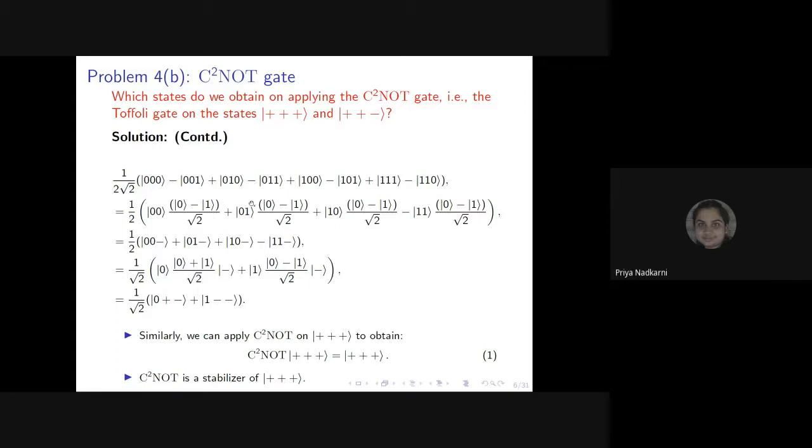Similarly, using very similar techniques, we can show that when we apply the Toffoli gate on plus plus plus, it remains plus plus plus. One way to look at why this is the case is that the final state is in the state plus, and plus is an eigenstate of the X operator with eigenvalue 1. Applying the X operator on the plus state does not change it, so it remains the same. This is one of the examples of a stabilizer of a state. So the Toffoli gate is a stabilizer of the plus plus plus state.